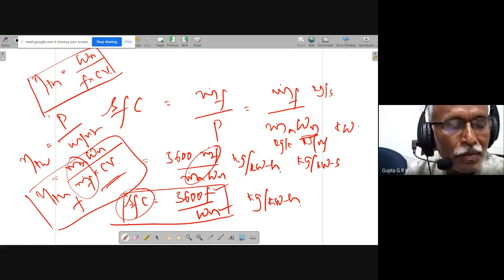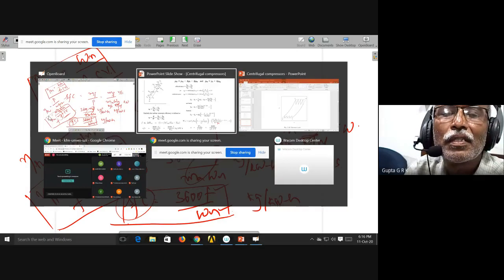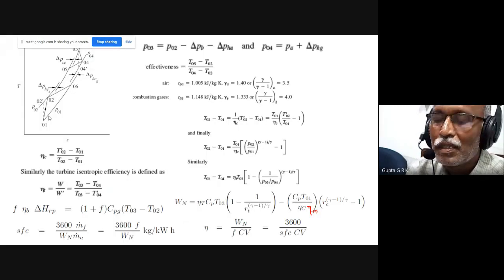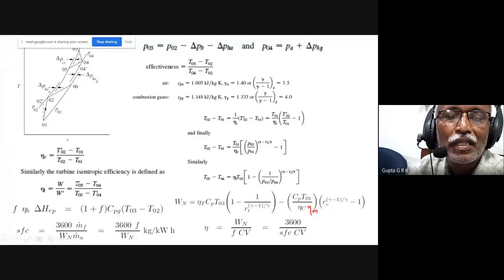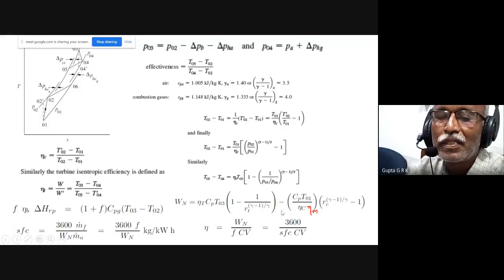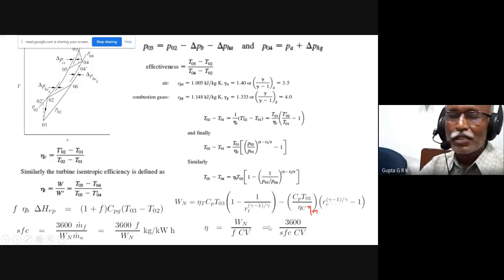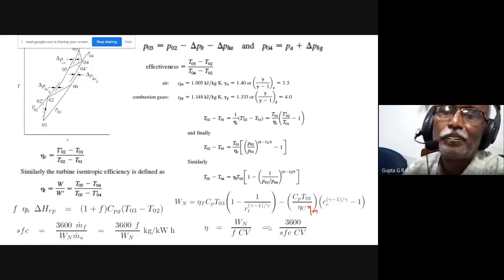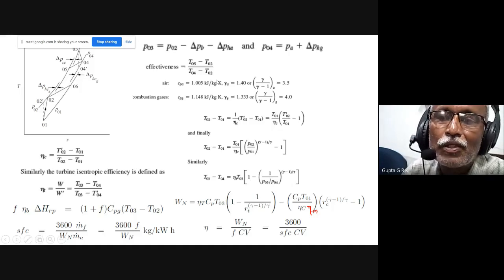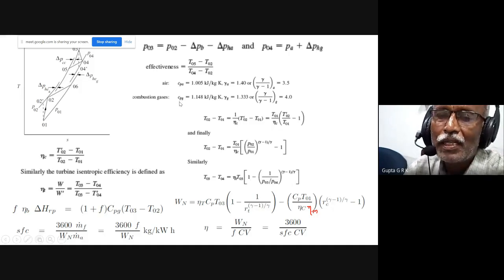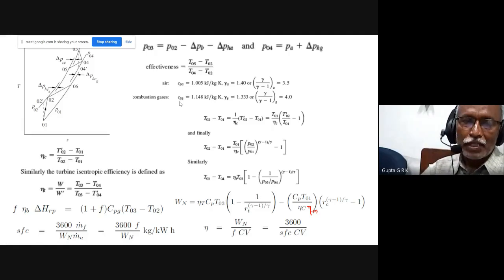Okay, this is the way we get it. I have written in the slide all those things, so here I have explained. This is what I get f from, and f is used to find SFC, and efficiency is given here. So this is the way we can solve the problem. These are the formulae we have to use, and it depends on the complexity of the cycle.